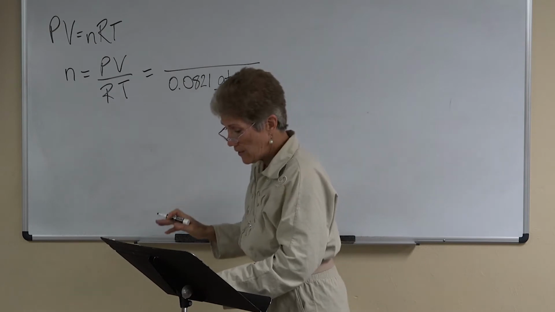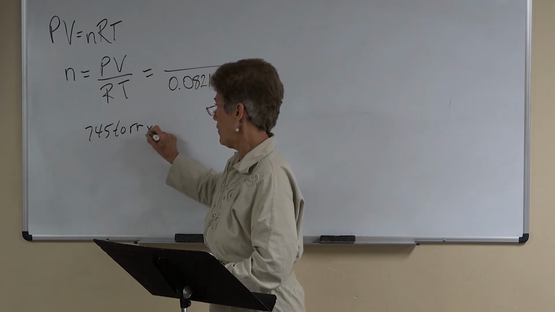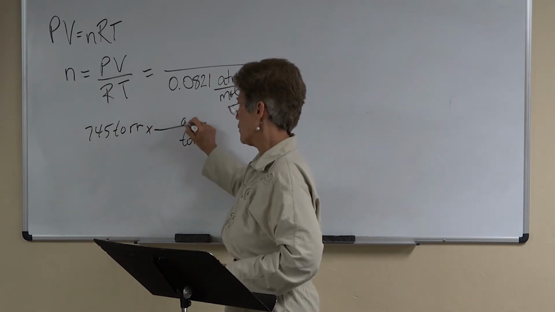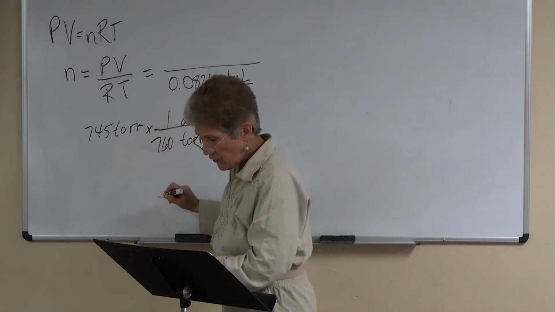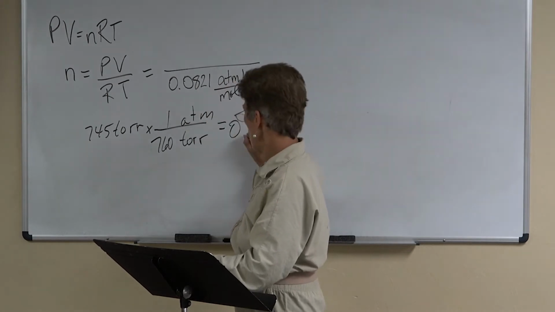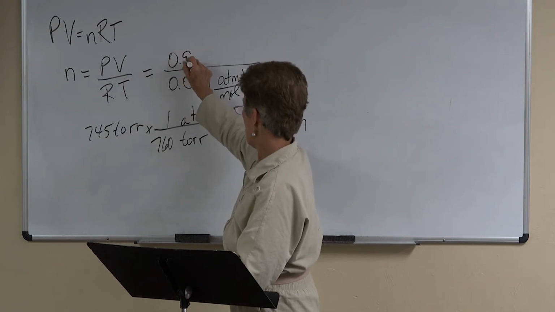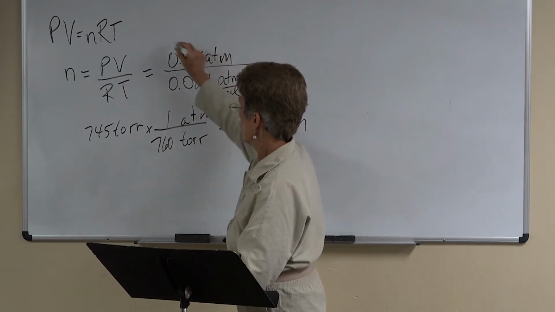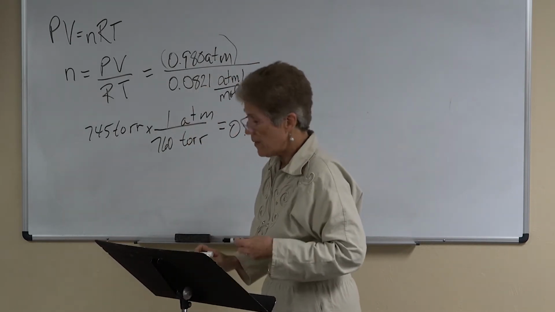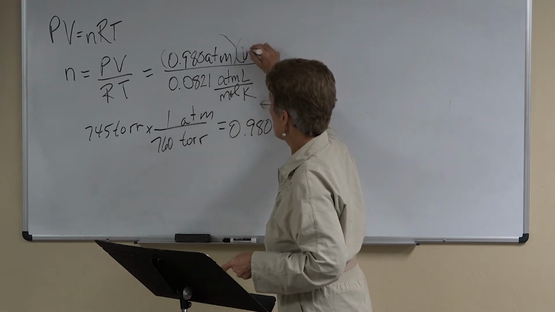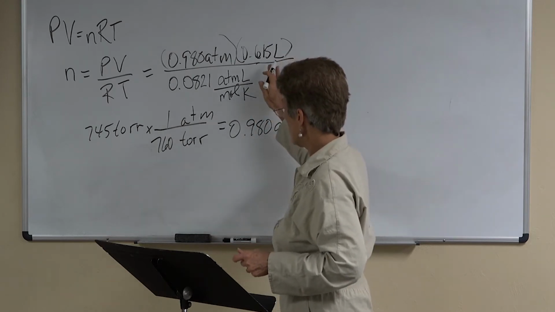And because of that, we've got to take the 745 torr and turn that into atmospheres. And in one atmosphere, there's 760 torr. And so that's going to end up giving us 0.980 atmospheres. So now I can put that in for my pressure, 0.980 atmospheres. And then I need the volume. Well, the volume is given to me as 615 mL, but I have liters here, so I'm going to make it 0.615 liters. Okay, so I converted the mL to liters.